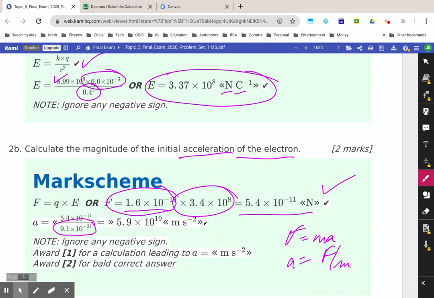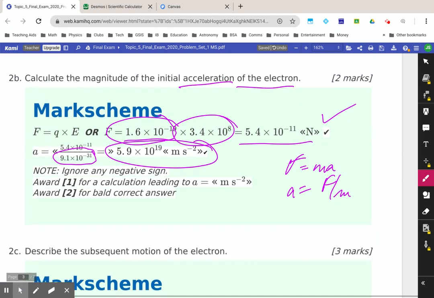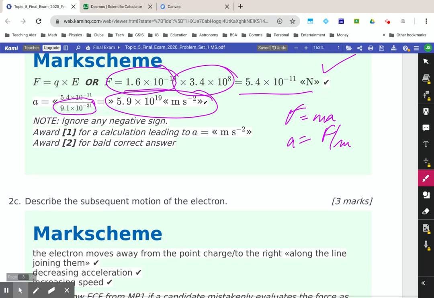5.9 times 10 to the 19th. Looks good. That's an enormous amount of acceleration. Again, it's a very strong field. That's a lot of charge. So this is a lot of acceleration, a huge acceleration. Describe the subsequent motion of the electron. So let's see what's happening here.